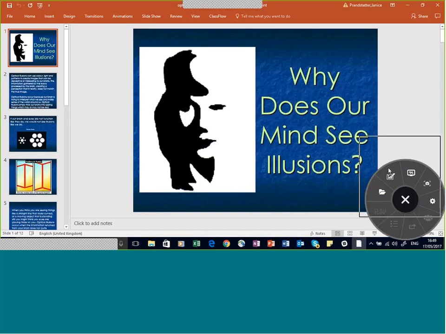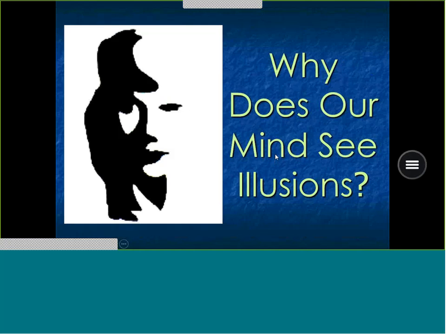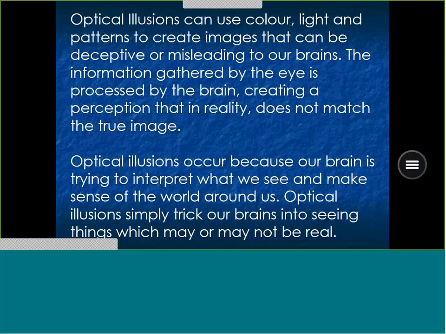Okay, so I've opened up my PowerPoint. I'm just going to move my wheel for a second, collapse it and move my wheel, and I'm going to go into slideshow mode by clicking there. So when I'm in my PowerPoint, I can then scroll through it like I normally would on my screen.